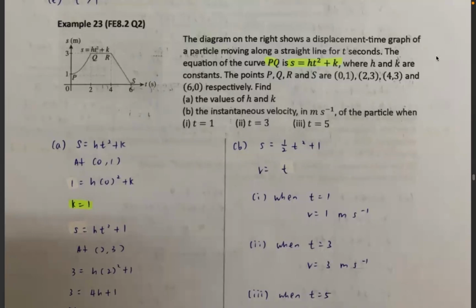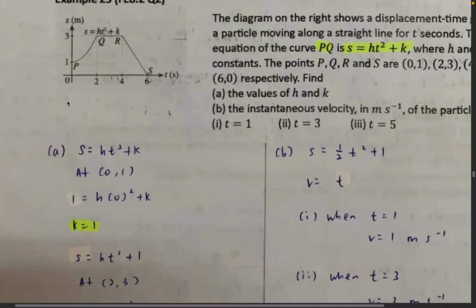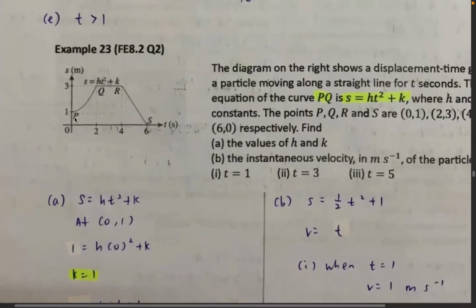Example 23. The diagram shows a displacement time graph of a particle moving along a straight line for t seconds. The equation of the curve PQ is S equals ht squared plus k. So let's check where P and Q are. P is here, Q is here. S equals ht squared plus k is a quadratic equation, so we see this is a part of a parabola. That means this equation only applies for this part of the graph.